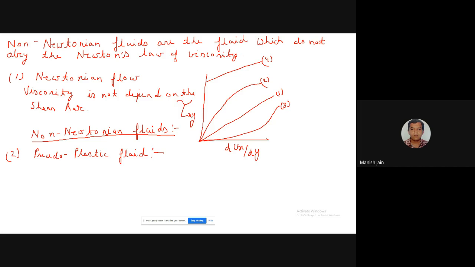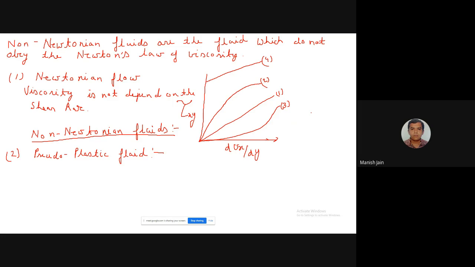Here, if you check this graph, the viscosity is the slope of the curve, and you will find the slope of the curve is changing along the x-axis. So the viscosity is dependent upon the shear rate, and the second point is that the value of the viscosity will reduce with increasing shear rate, meaning the fluid will become thinner. So viscosity will reduce with increasing shear rate.